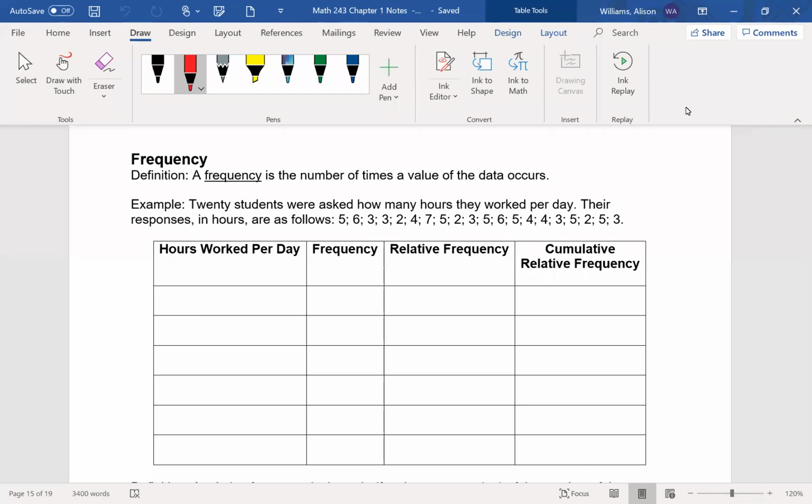In this video, we're going to talk about frequency. So frequency is the number of times a data value occurs. Pretty simple definition and straightforward, but powerful. We can get a lot of information from it. So let's look at this example.